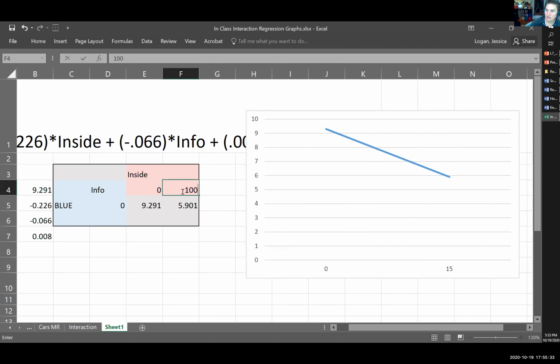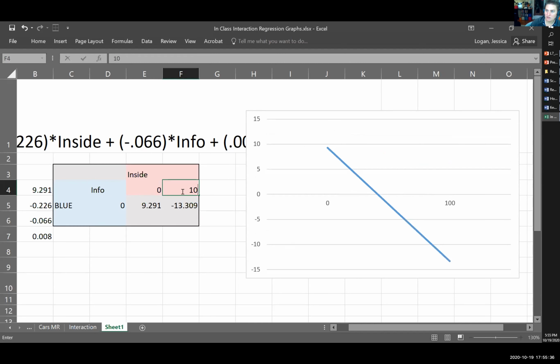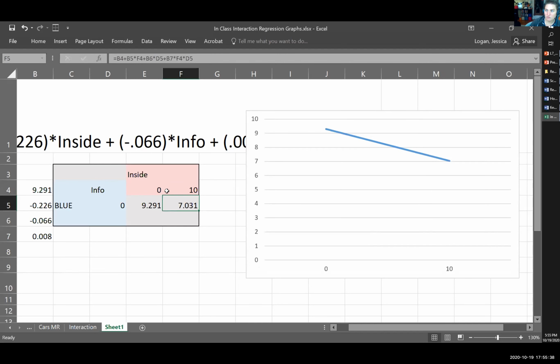Even though I'm changing this number of inside, as I recenter that, look, there's that value. Do you see it? 7.031. That's our new intercept. Because when inside equals 10, our expected value on y, when information is 0, is 7.031. So as I recenter inside, it doesn't change anything about inside. It only changes information about how info relates to inside.